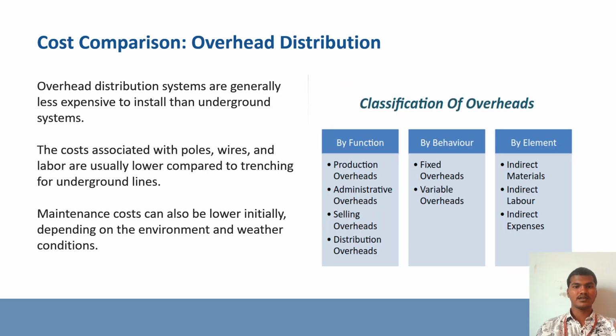Cost comparison, overhead distribution. Overhead distribution systems are generally less expensive to install than underground systems. The costs associated with poles, wires, and labor are usually lower compared to trenching for underground lines. Maintenance cost can also be lower initially depending on the environment and weather conditions.